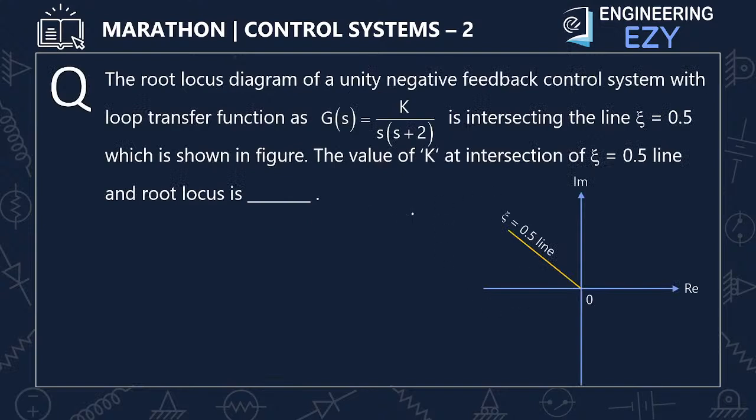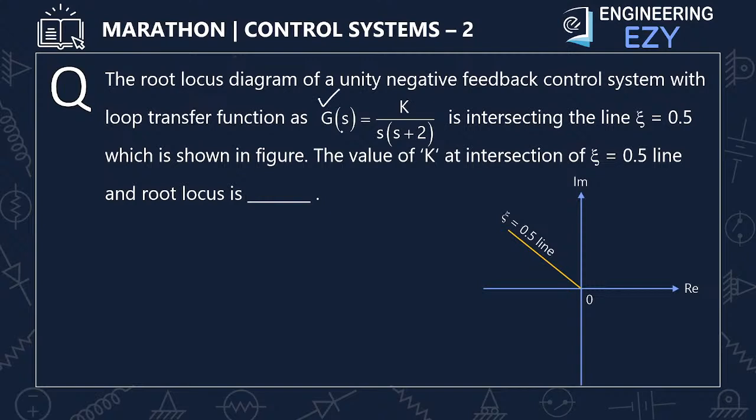It is again a very good question. The root locus diagram of a unity negative feedback control system with loop transfer function GH equal to K upon S plus 2 is intersecting the line zeta is equal to 0.5, which is shown in the figure. The value of K at intersection you have to calculate. Means one is the zeta line and one is the root locus, so where the zeta line intersects the root locus, you have to calculate the K at that intersection point.